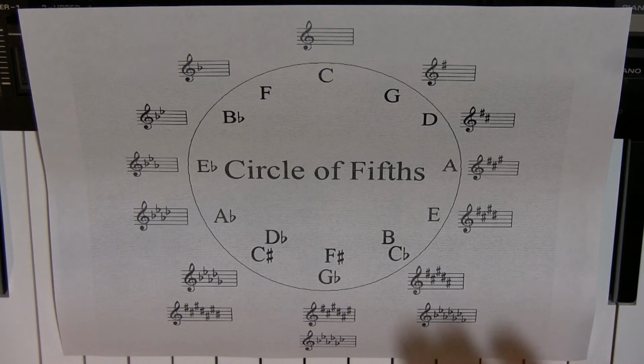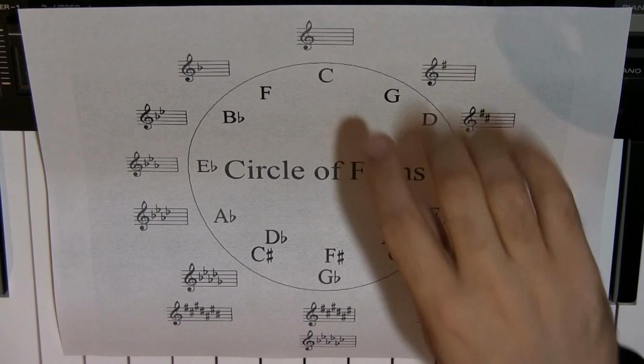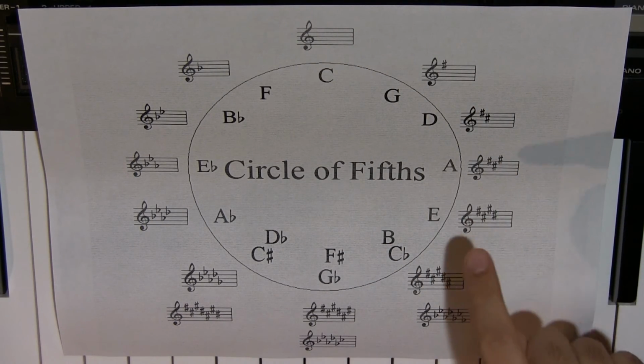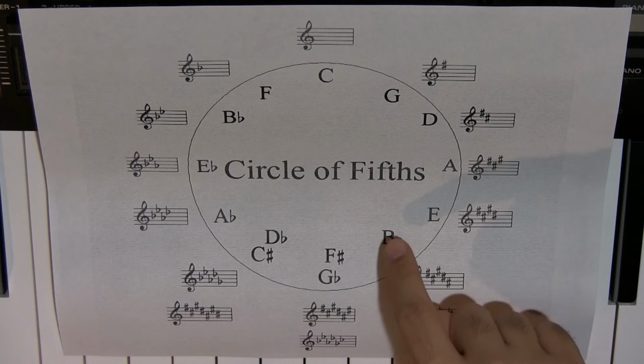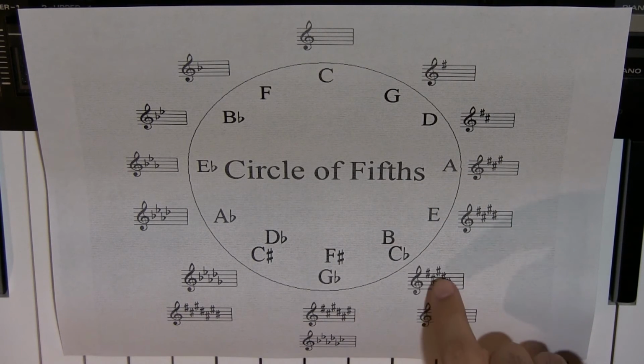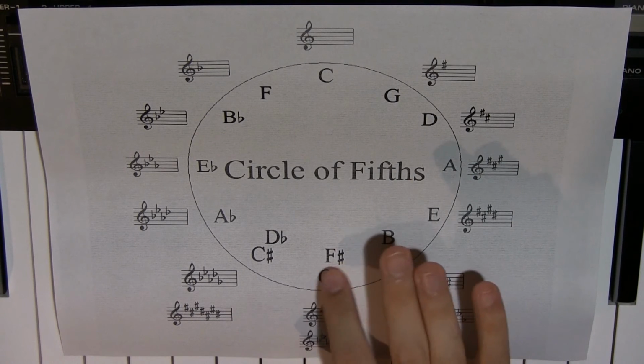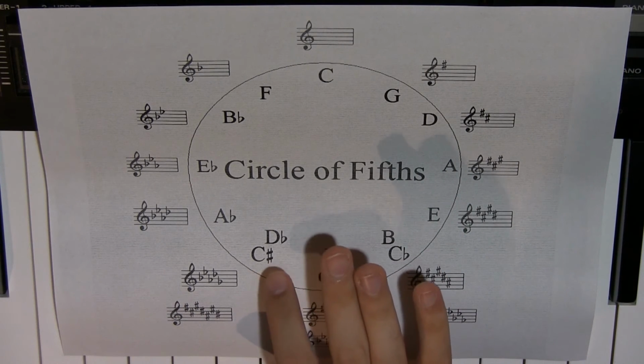So again, C has 0, G has 1 sharp, D has 2 sharps, A has 3 sharps, E has 4 sharps. Remember the inner one, B has 5 sharps, F sharp has 6 sharps. And remember to call it F sharp, because if you call it F, that's actually something different. And you can spot it over here, it has 1 flat. So F sharp and C sharp.